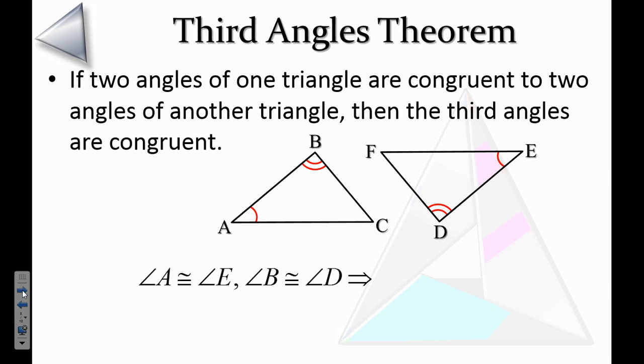So if we have a figure like this with triangle ABC and triangle EDF, since A and E are congruent and B and D are congruent, C and F will have to be congruent. Good.